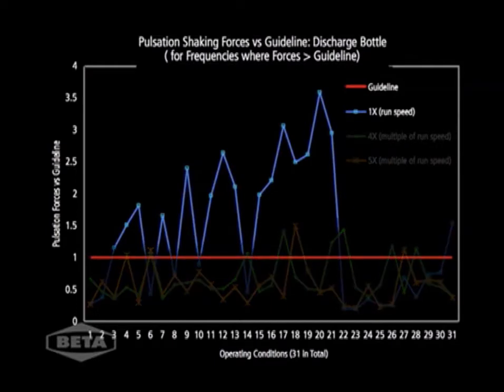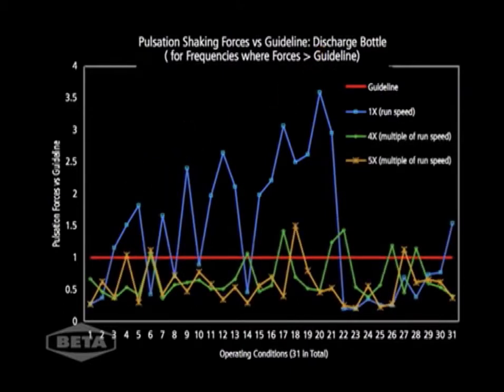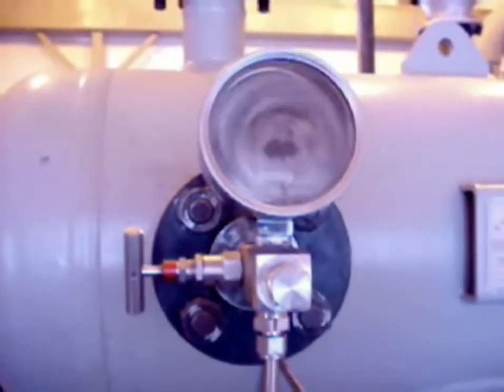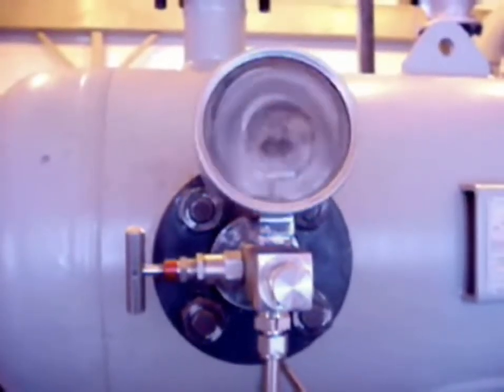At 1 times run speed, there are many conditions where the forces exceed guideline. We also have to catch problems at higher frequencies. In this case, we see some conditions where forces exceed guideline at 4 times and 5 times run speed. Understanding and addressing problems at specific run speeds will avoid failures or operating problems.